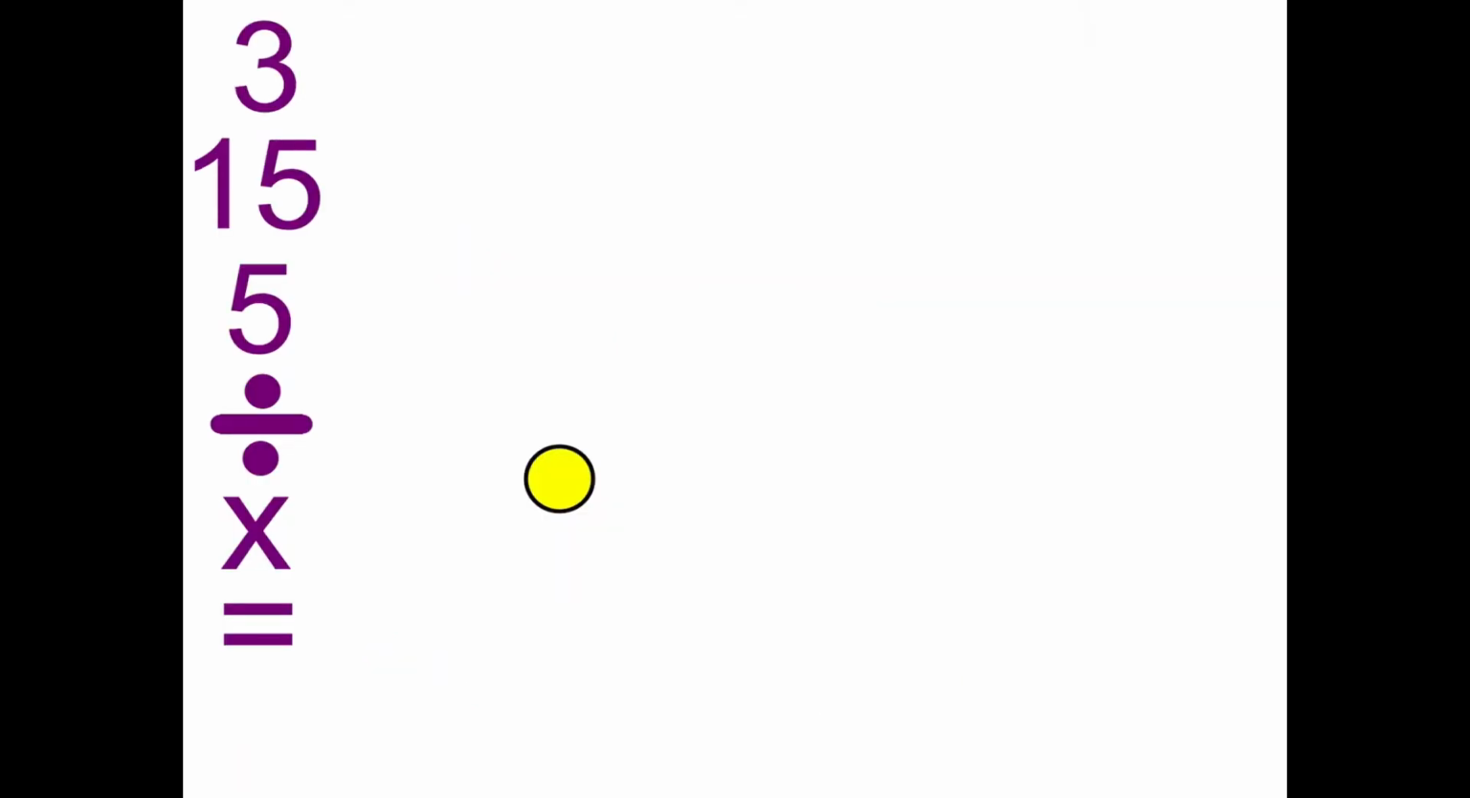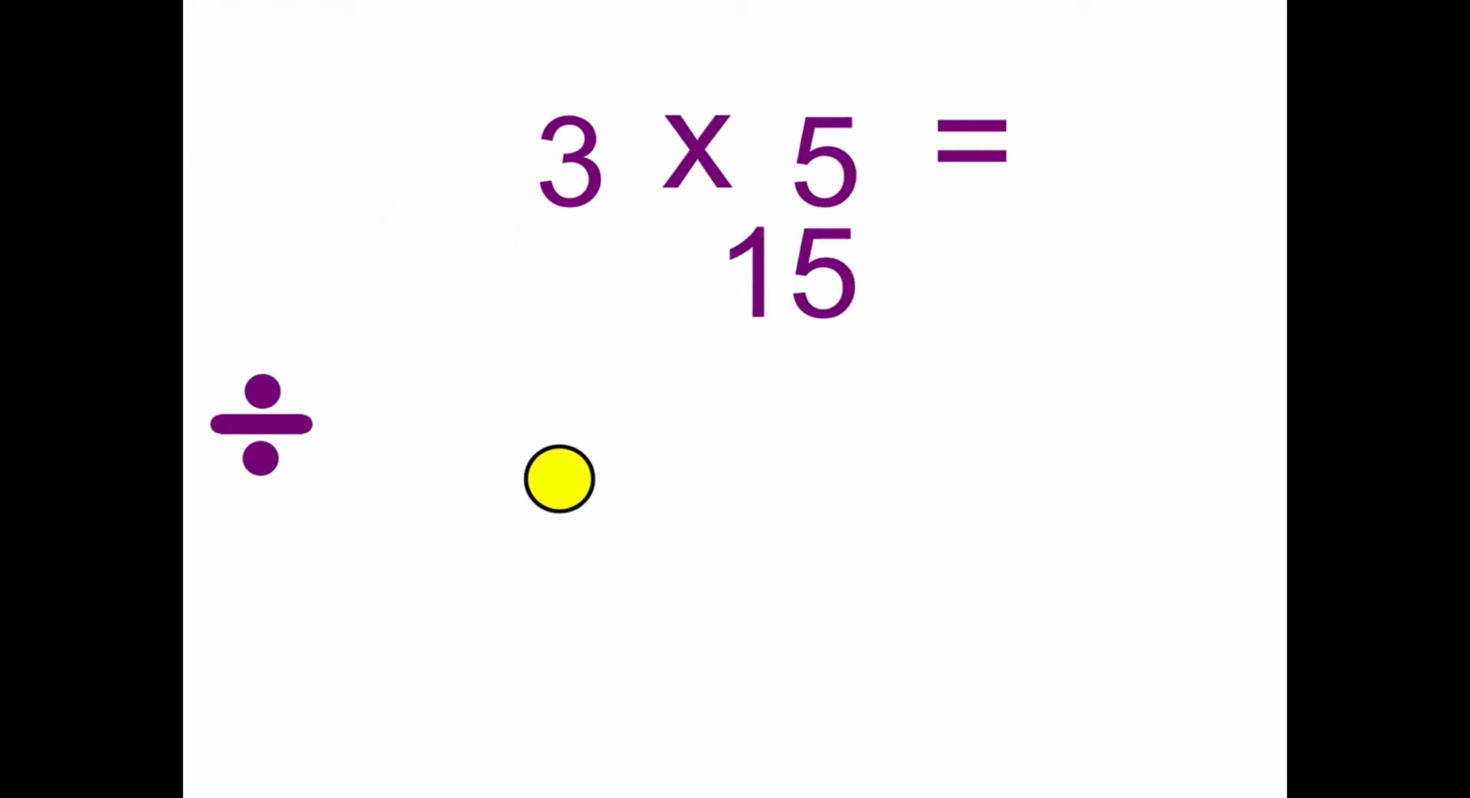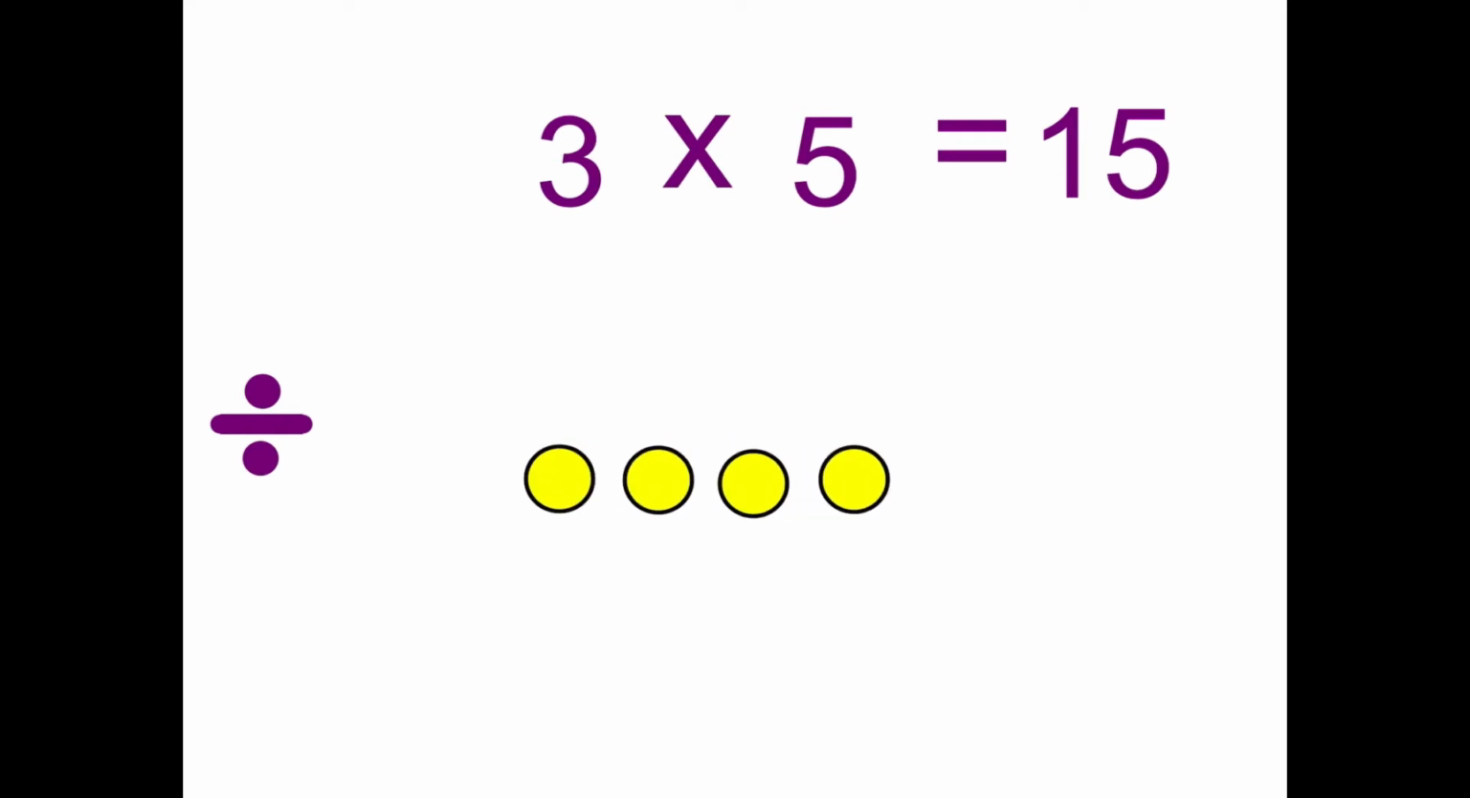Now you've also had a go at making some of your own arrays. Now here it says we've got a 3, a 15 and a 5. So I'm going to see if I can make an array that matches those. Let's move those out. Let's try 3 times 5 equals 15. So how many rows do we need? We need 3 rows and there've got to be 5 in each row. So 1, 2, 3, 4, 5.